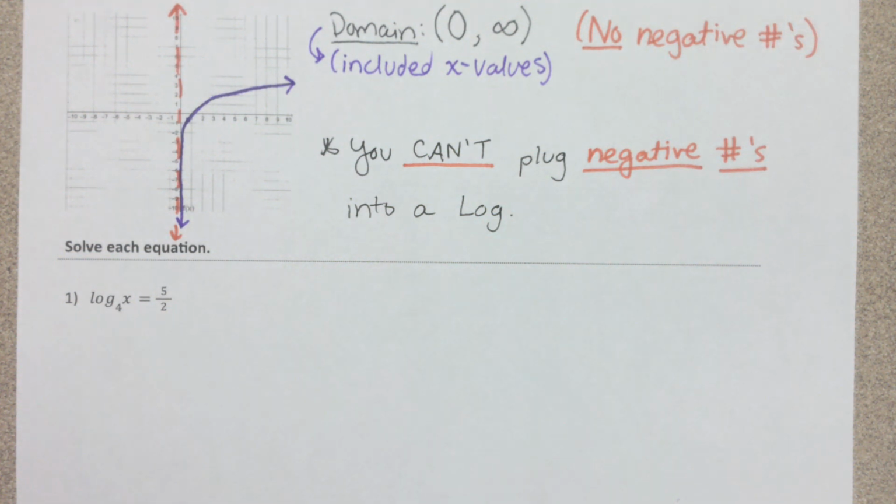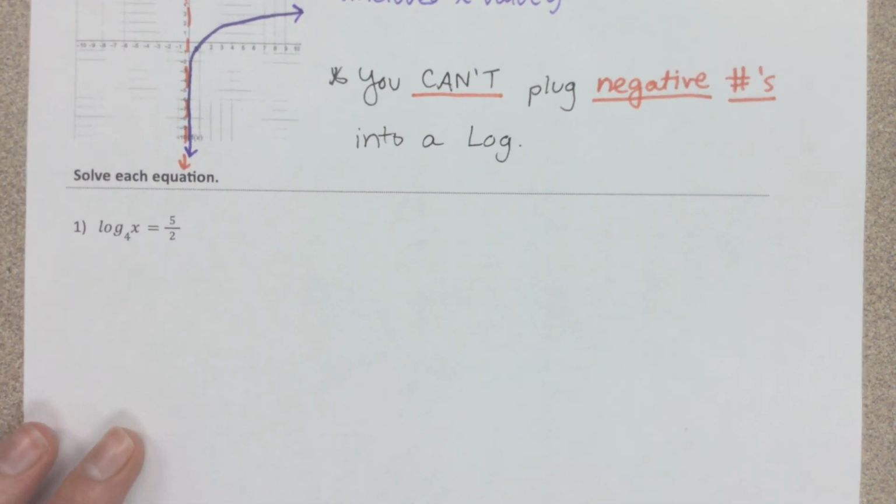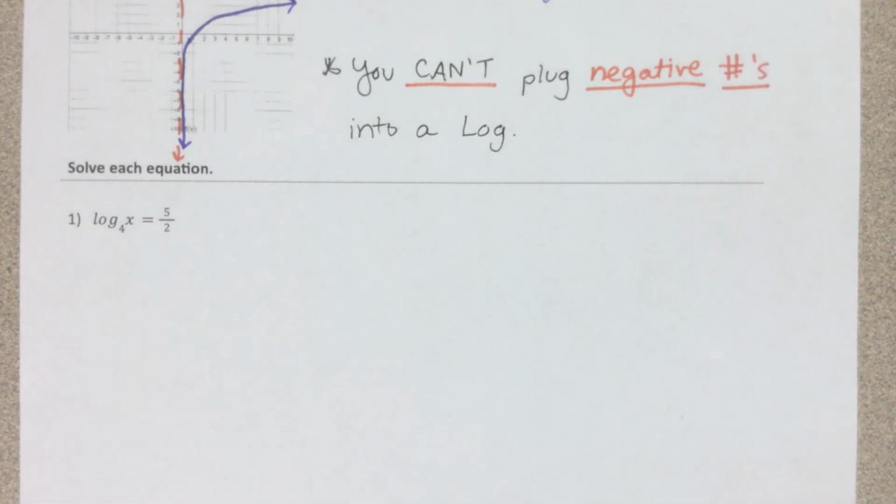Number 1, log base 4 of x equals 5 halves. There are going to be a few different types of log equations throughout the unit, so we like to get into the habit of labeling them and identifying them early on to be able to tell them all apart, because each type is solved a different way. You could actually solve this based on Tuesday's notes. This is very similar to what we've already been doing. This is the type that we call log equals number.